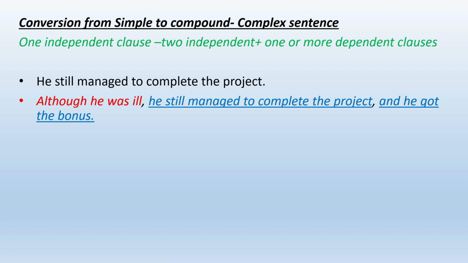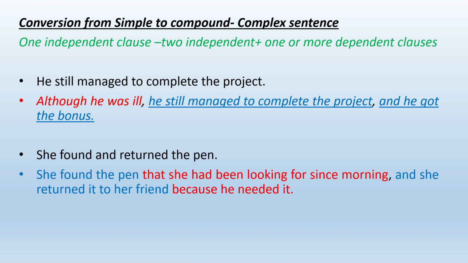There are two clauses: he still managed to complete the project and he got the bonus. She found and returned the pen. She found and returned the pen that she had been looking for since morning, and she had returned it to her friend because he needed it. Let us find the two independent clauses here. She found the pen and she returned it to her friend. And now we need dependent clauses with them: that she had been looking for since morning, because he needed it. Both the dependent clauses are beginning with a subordinating conjunction, that and because.